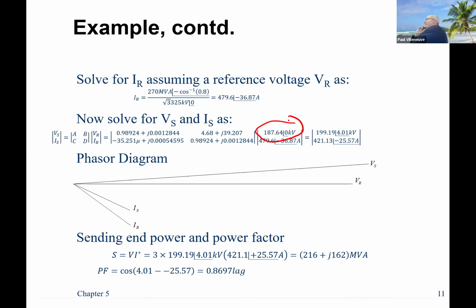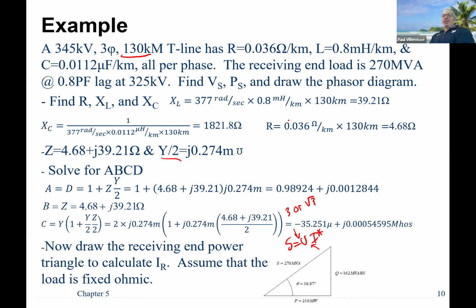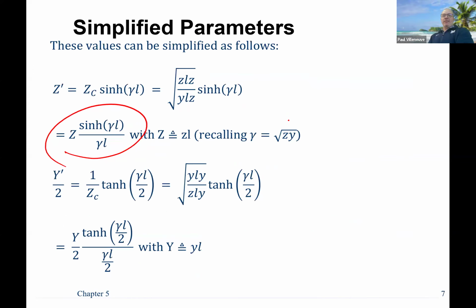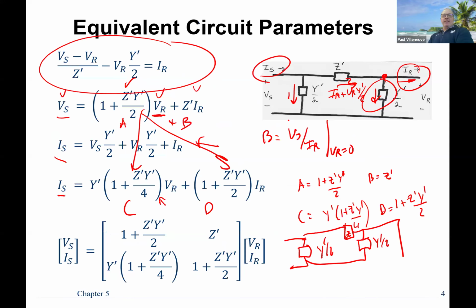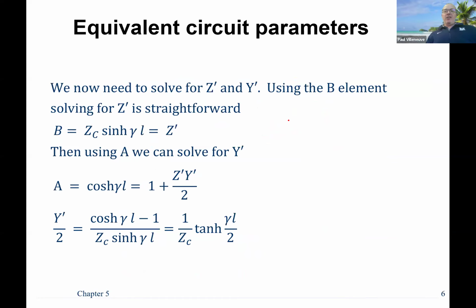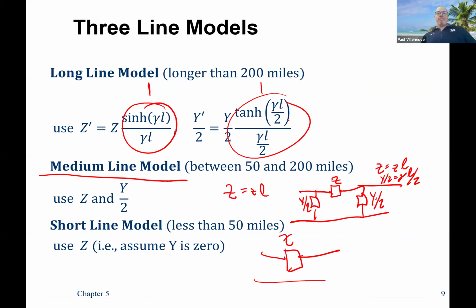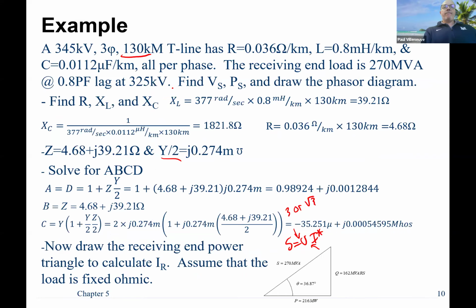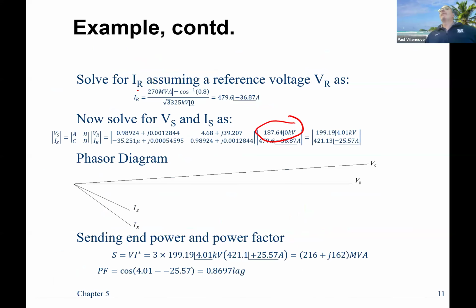187.64. Yep. What voltage is that though? Is that VR? Because the ABCD parameters, you have to set it up with that equation right there, right? So it should be VR. Is it VR in this problem? Is it 325 kV? Yeah. Everybody agree with him? I agree with him that it's not 325 kV, but it is VR.